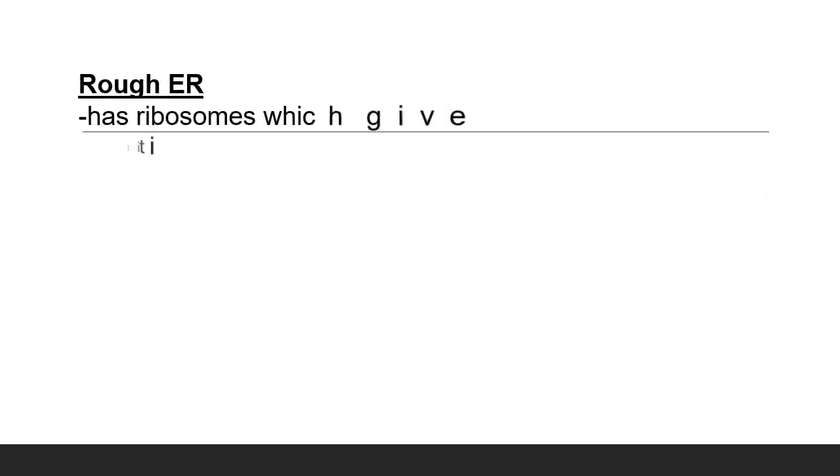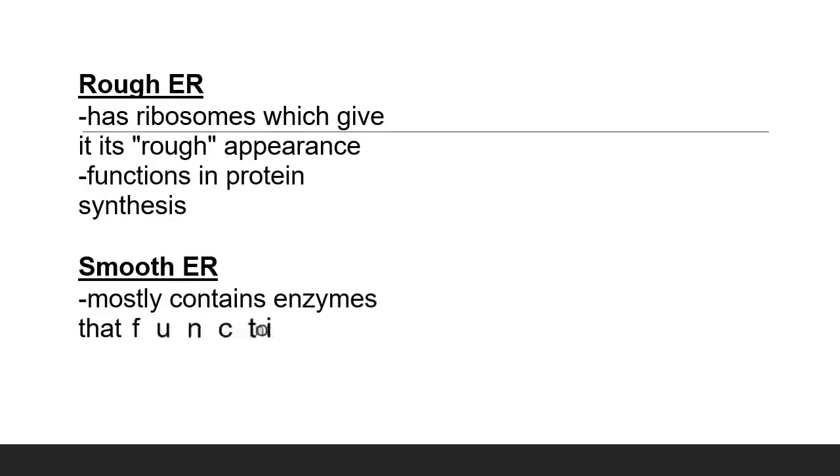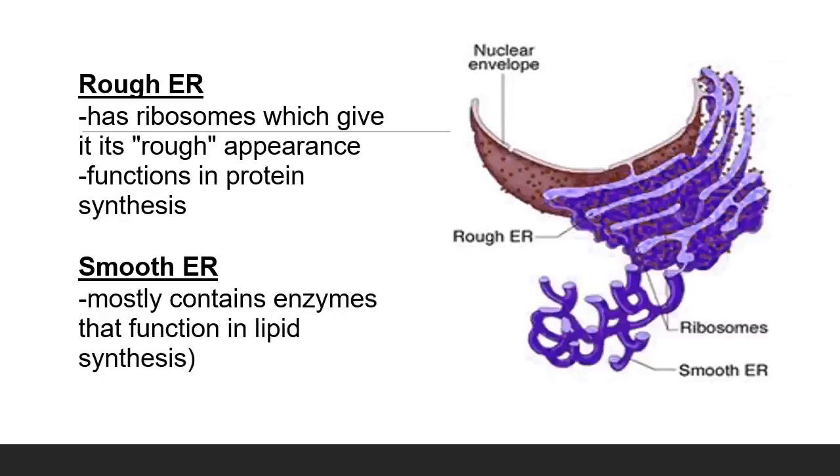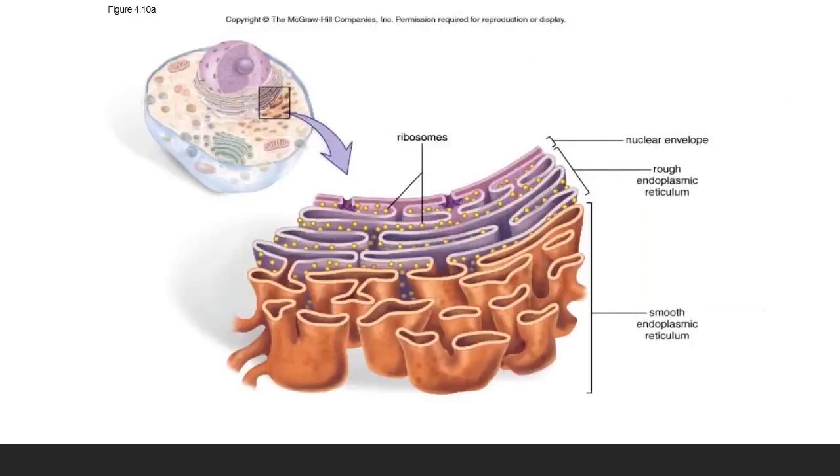In this picture, we can see the difference between the rough endoplasmic reticulum and the smooth endoplasmic reticulum. The rough endoplasmic reticulum has attached ribosomes. The function of the rough endoplasmic reticulum is for protein synthesis, while the smooth endoplasmic reticulum does not have attached ribosomes. Since they contain enzymes, they function in lipid synthesis. In this slide, we can see that the endoplasmic reticulum is directly attached to the nucleus of the cell.